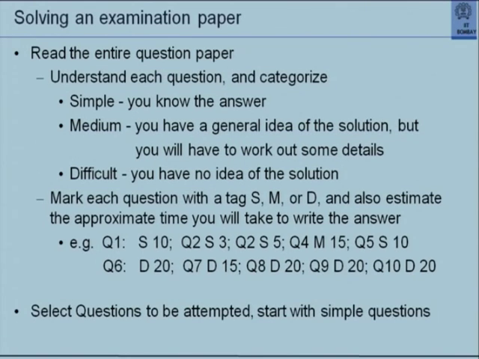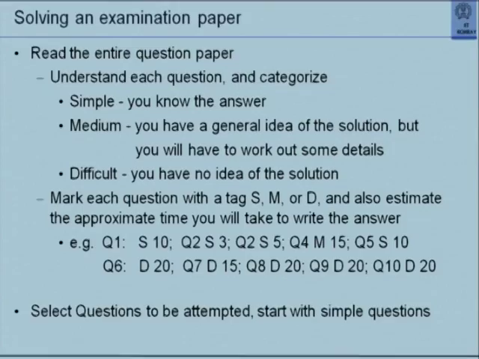What happens when you read it? You try to understand what that question is about. Then, while reading the question, you also form an opinion in mind. Ye simple hai, ye difficult hai. Ye judgment sub questions ke bare mein kar lena chahiye. You should arrive at this judgment for all the questions.